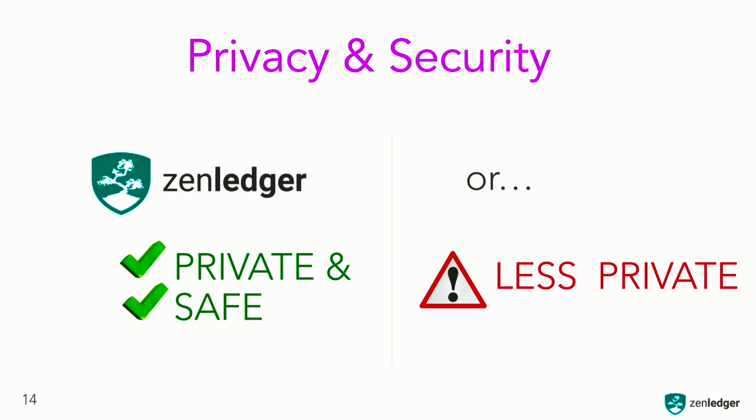Next is that ZenLedger is the most private and secure way to go complete your taxes. You can be assured with ZenLedger that your data is kept private and secure. In other places to do cryptocurrency taxes, people have found that they've uploaded their sensitive data, and then they've found that they're receiving a large number of spam or marketing emails.